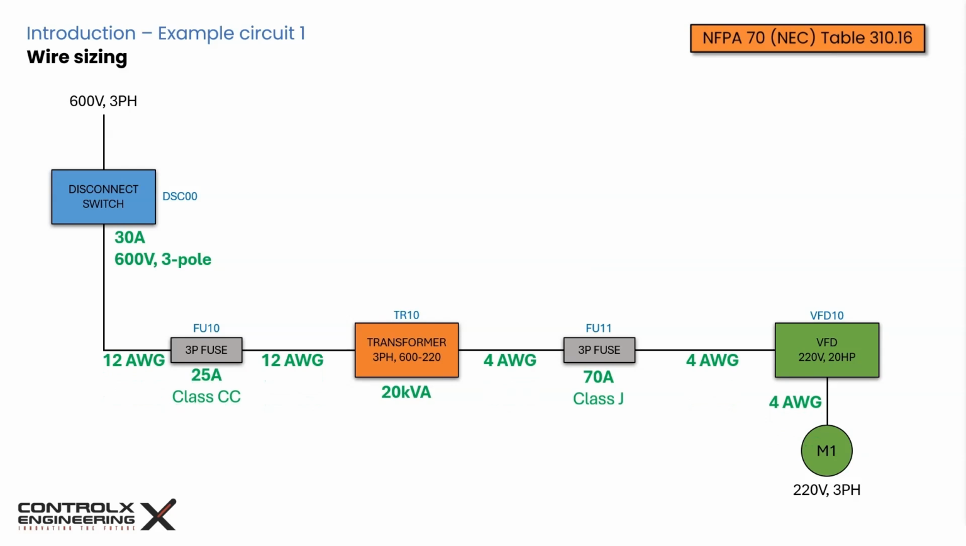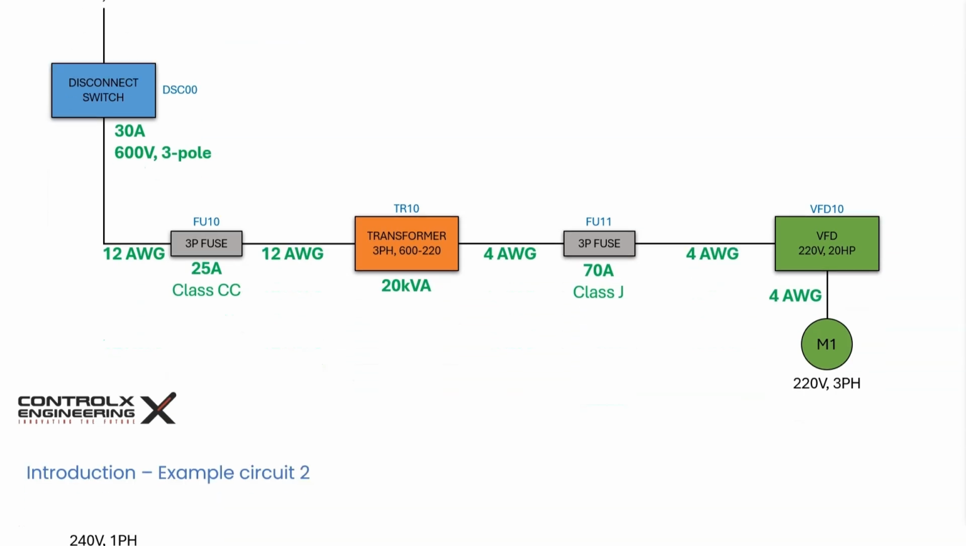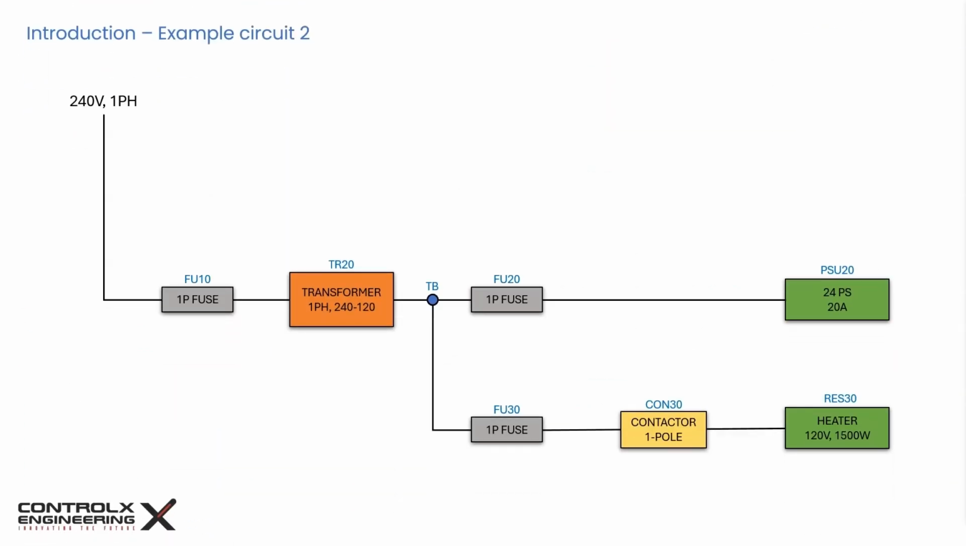Here's our circuit with all the wires sized as per NFPA 70. This is our completed circuit with correctly sized transformer, complete with primary and secondary protection fuses, disconnect switch, and wires sized correctly as per NFPA 70. Let's look at another example.